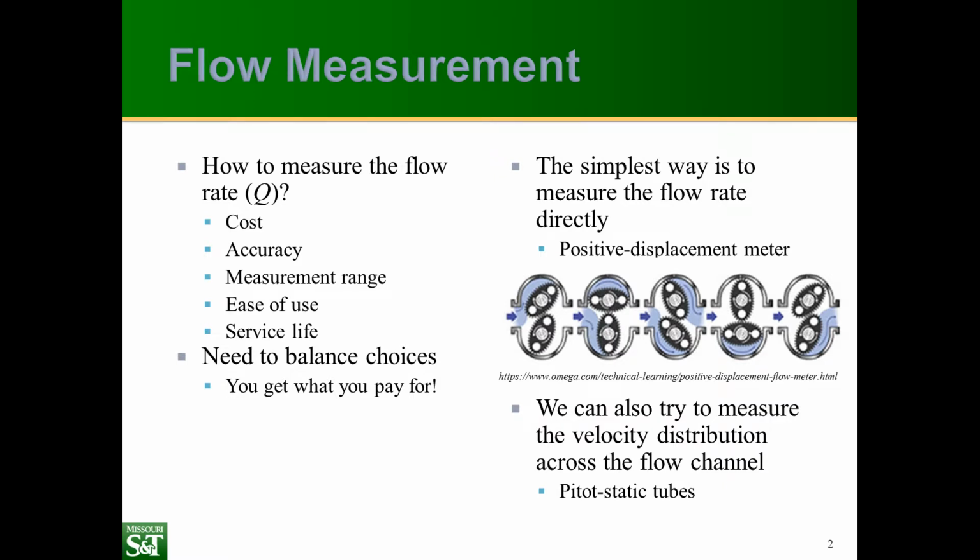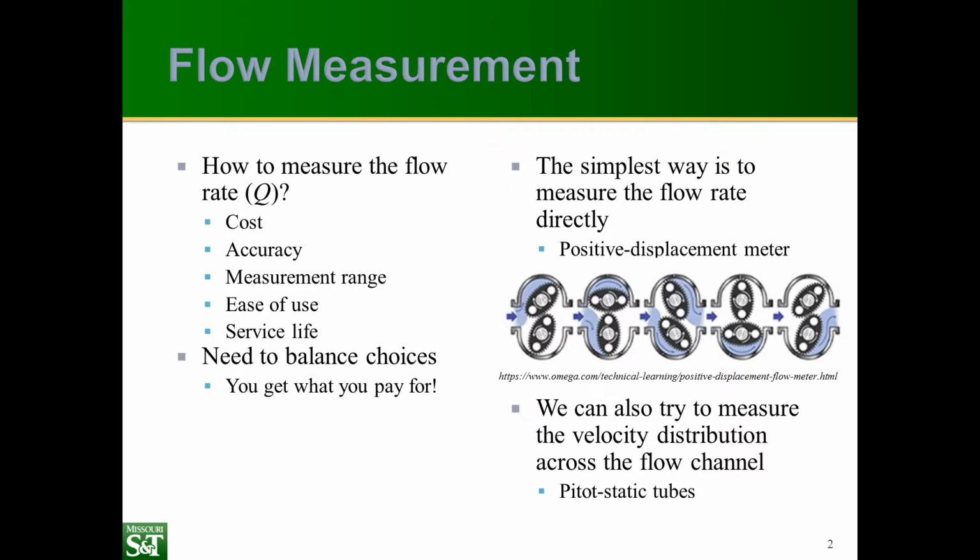We could also try to measure the velocity distribution across the flow channel. We could use something like a pitot tube or a pitot-static tube to measure the velocity at various points and then integrate to find the average. However, this requires that we have access to the flow field through the wall of the flow channel. It also requires a long time to make these various measurements, so the response time of this measurement method is very slow. And if the streamlines are curved, we have a lot of uncertainty in the quality of the results from these types of measurements.